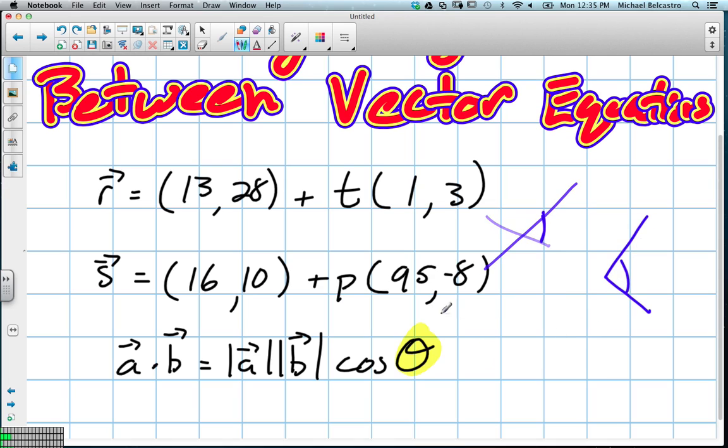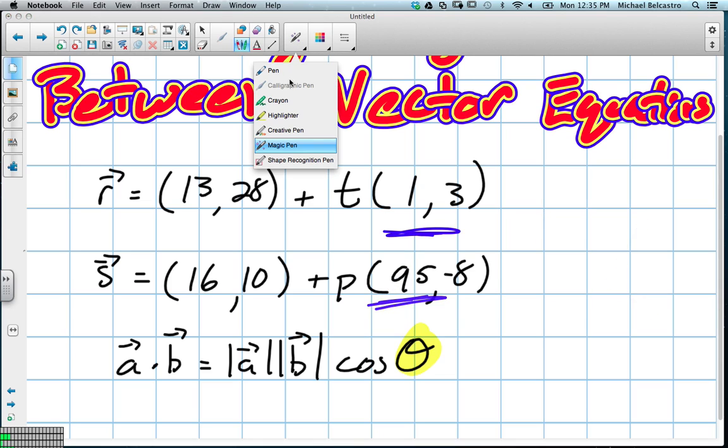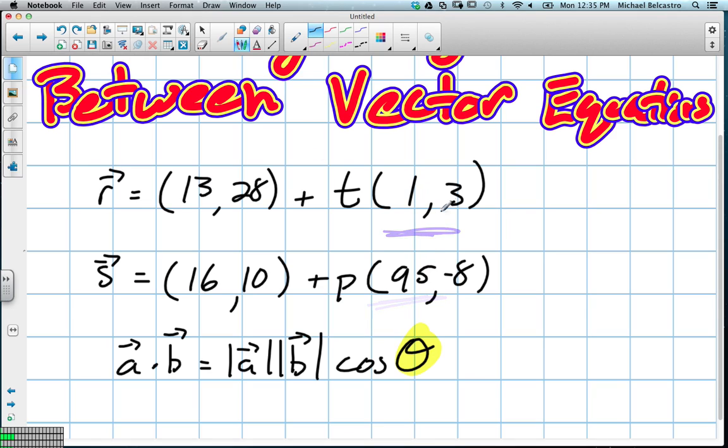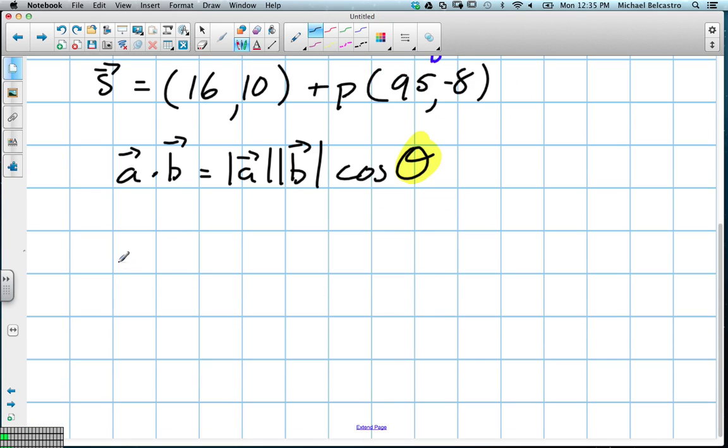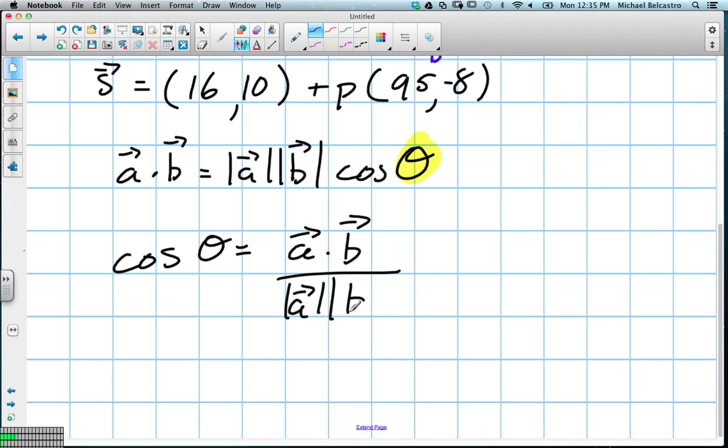That looks close. Okay, so really the only thing we have to focus on is our directional vectors, and we'll work with that information. Our first directional vector is 1 and 3, so we'll call that vector A for our dot product. And our second one is 95 and negative 8. We'll call that B. We're going to rearrange this cos formula so that it now says cos theta is equal to the dot product of A and B over the magnitude of A times the magnitude of B.